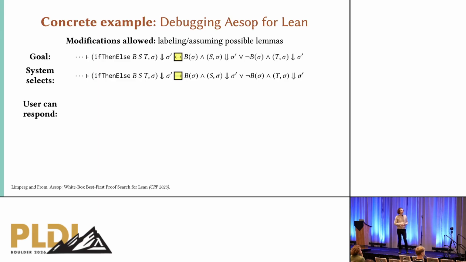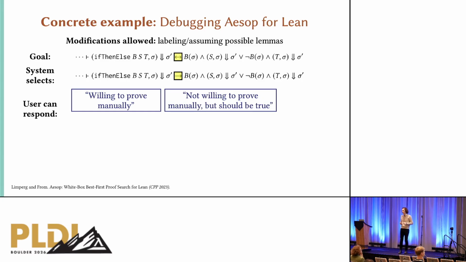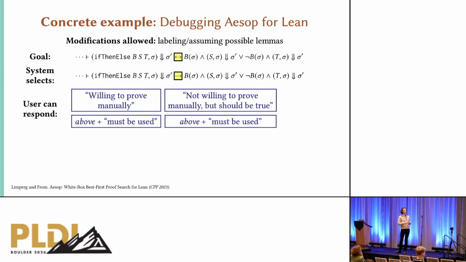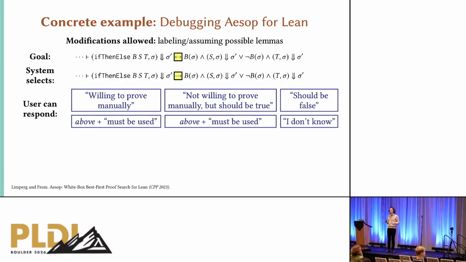But now, interestingly, what the user is going to be able to do is respond with some labels about this proposition. So they'll be able to say that they're willing to prove this proposition manually, that they're not willing to prove it manually, but this proposition should be true, or that they're willing to prove it manually and that this proposition must be used in the final proof of the goal, or similarly, that they're not willing to prove it manually, but that it should be true and it must be used, or they can just say, I don't know. Now, crucially, what we're going to require the system not to show is should be false, because there's no way for this proposition to be false while the first goal is still going to be true. So if the user were to select that label, then their specification would become unsatisfiable. And this is a property that we're going to call in a moment strong soundness.